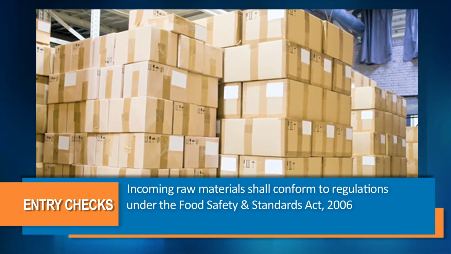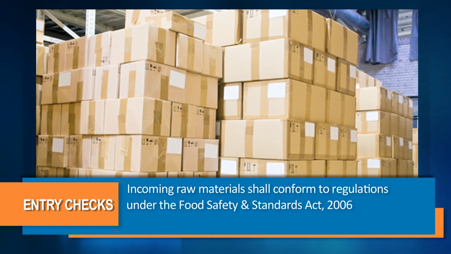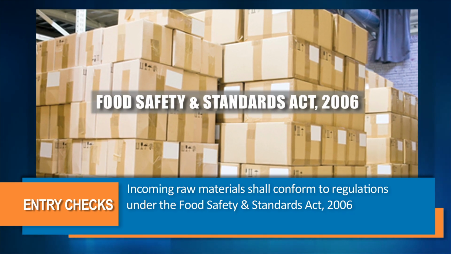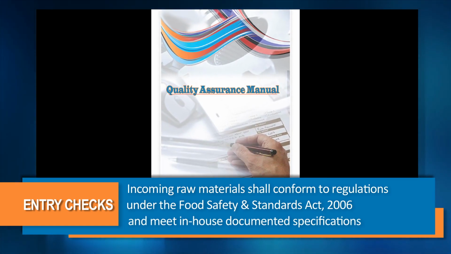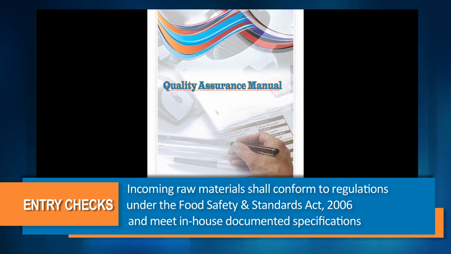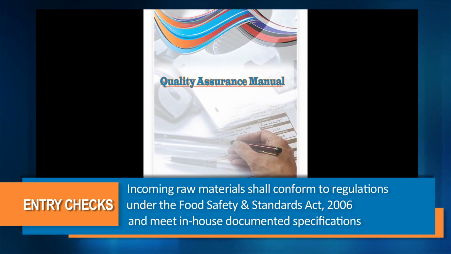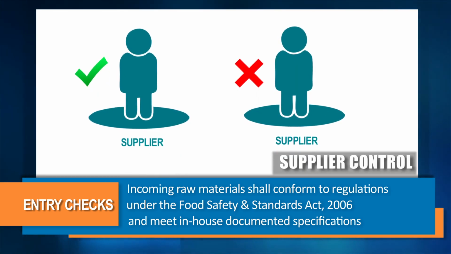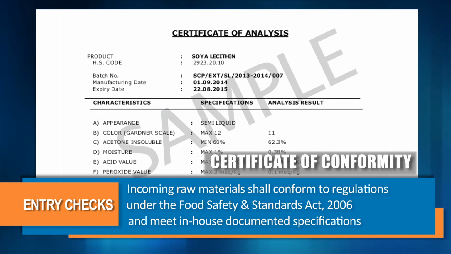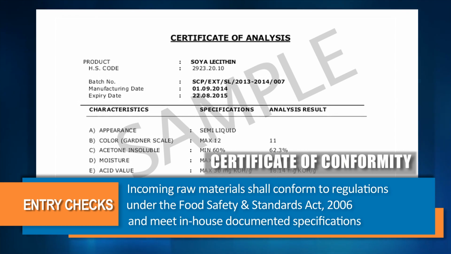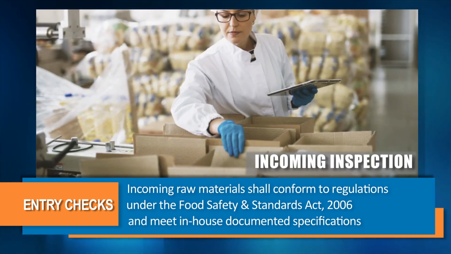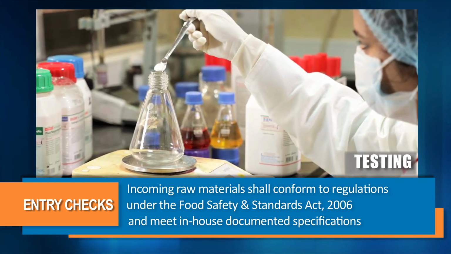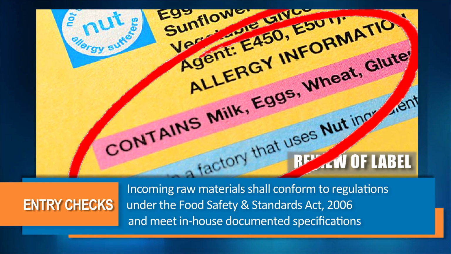All incoming raw materials shall conform to regulations laid down under the Food Safety and Standards Act 2006 and shall also meet in-house documented specifications necessary to ensure the quality of final food product. This may be ensured through supplier control, certificate of conformity, incoming inspection, testing, review of label for allergens, etc.